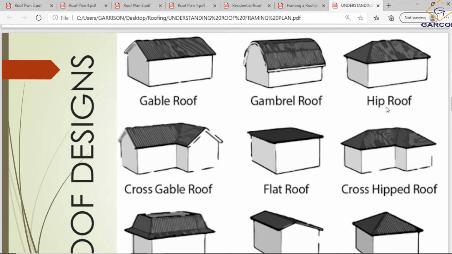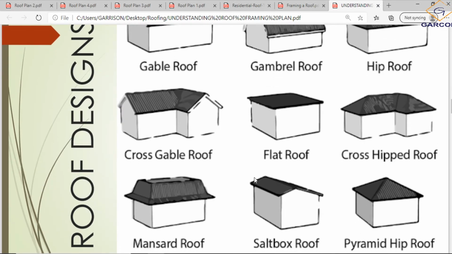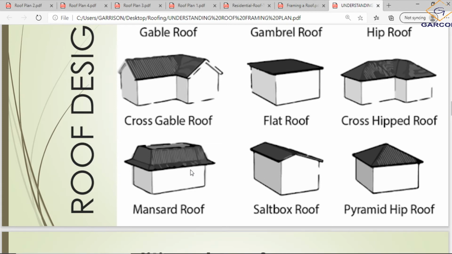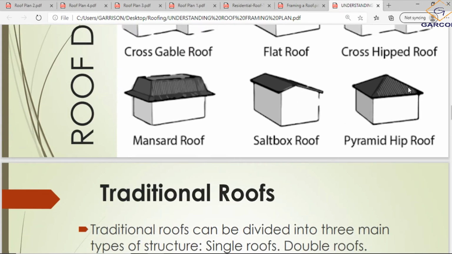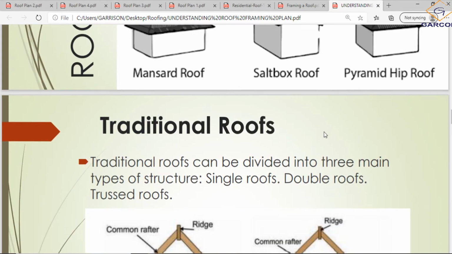See? You have a hip roof, mansard roof, salt box, and pyramid roof. That's when everything meets at one point and not a ridge board, just a little octagonal piece of 4x4 or 6x6 up there. But that's still a hip roof because you have hips in it. You just don't have a ridge.